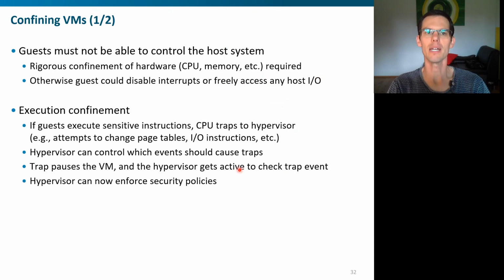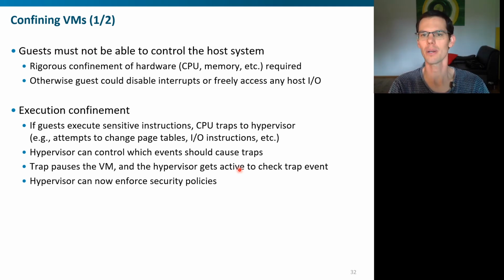How do we confine VMs? So before we discuss confining processes, kind of isolating processes from each other, how do we do this with VMs? Now, what should be clear is that guests must not be able to control the host, right? The host is kind of like the hypervisor and the hardware, and this should not be controlled by the guests, otherwise the full isolation guarantees we have are gone. So we have to do some rigorous confinement of the hardware, like CPU, memory, and so on. Otherwise, the guests could do nasty stuff.